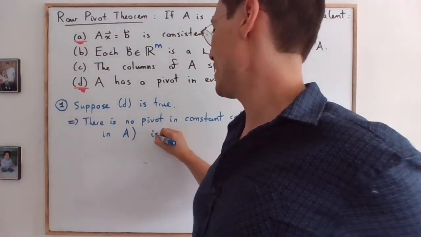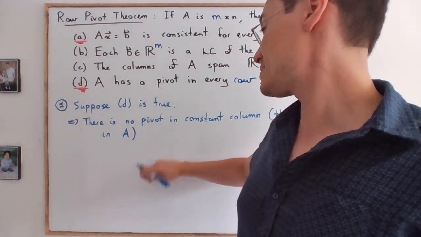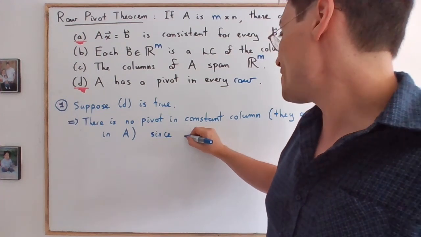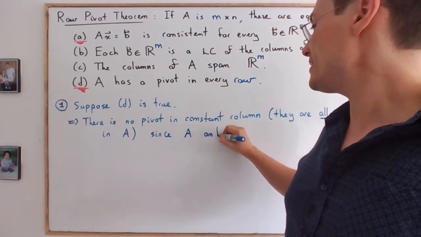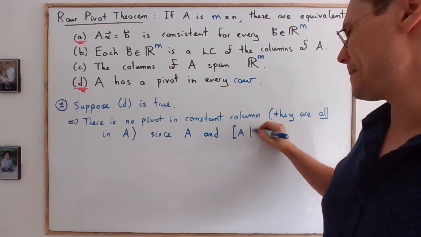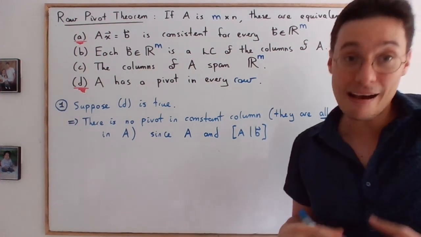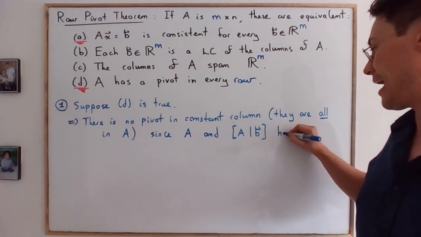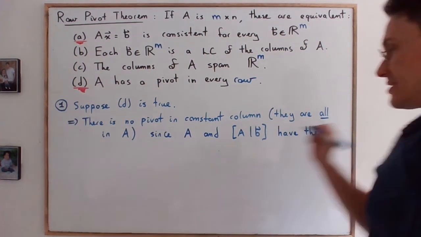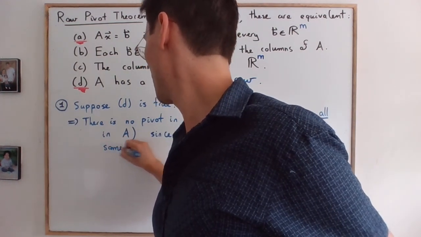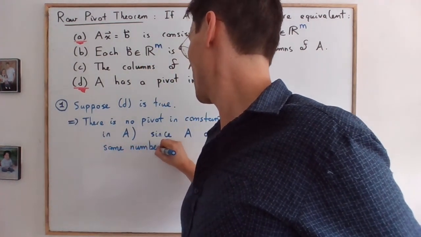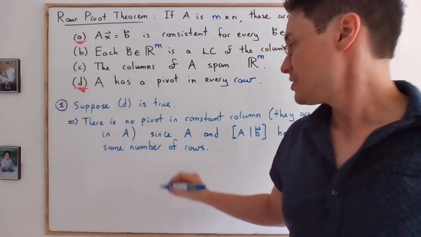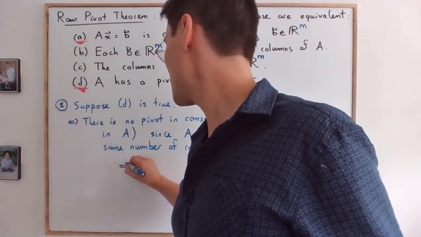In A. And basically, this is because the coefficient matrix A and the augmented matrix AB have as many rows, right? They have the same number of rows. Okay, so it means that this forces A to be true.